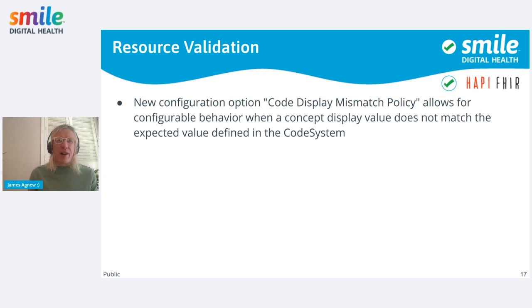For people that are taking advantage of code validation, of resource validation, we now have a new configuration option called the code display mismatch policy, which configures how we will behave if your codes are valid, but the display name doesn't match what the code system thinks it should be. In older versions of HAPI and Smile, we ignored this. And then in order to be more conformant, we tightened this up to FHIR's recommendations of producing an error, but we had people who complained that this was too strict. So this is now up to you. You can decide, should this be an error? Should it be a warning? Should it be ignored completely?